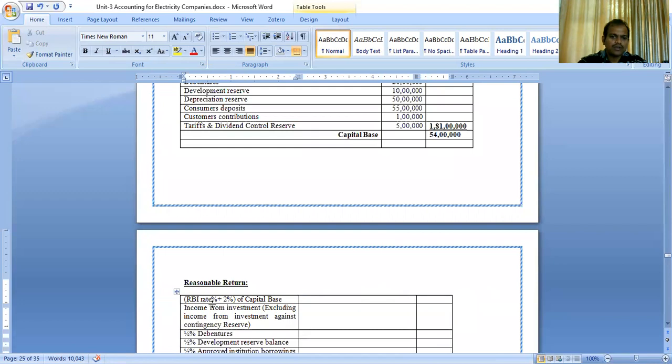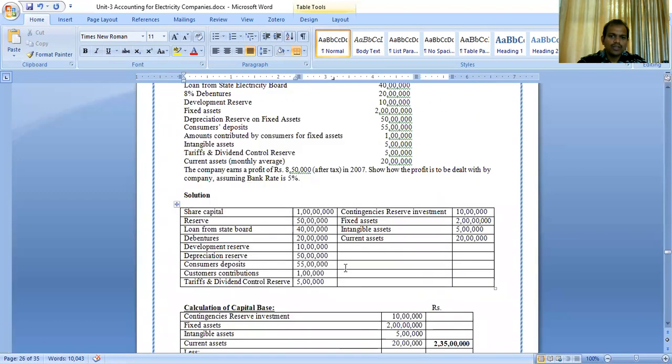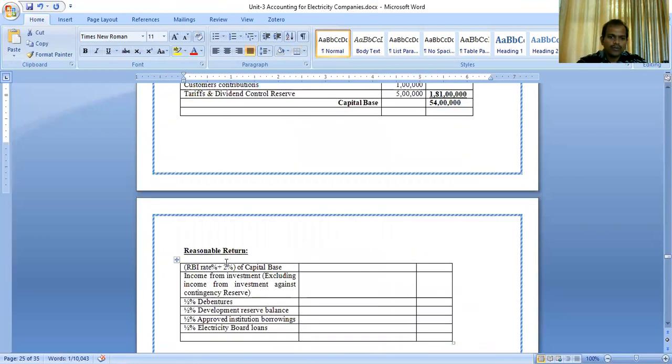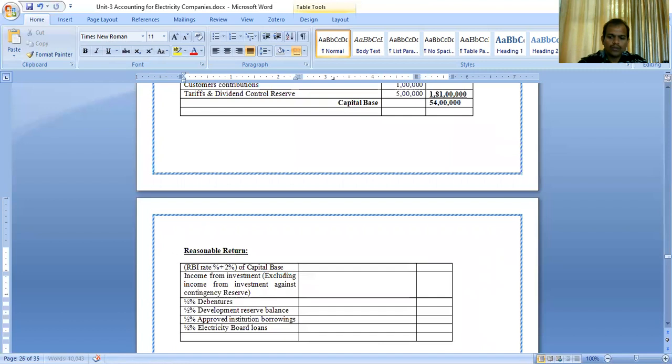First one is RBI rate. In the given problem, 5% is the RBI rate. So 5% plus 2%, in the sense 7% of capital base we have to calculate. So 54 lakhs into 7%.